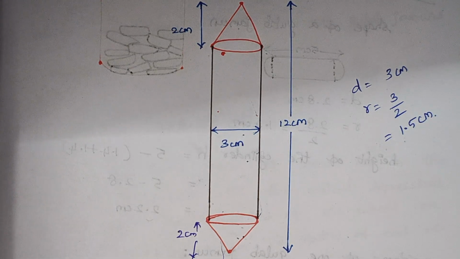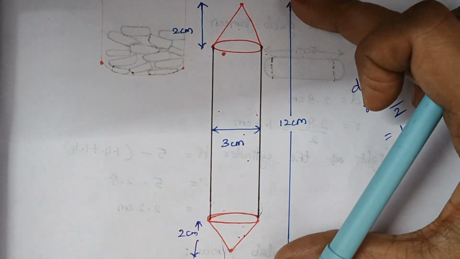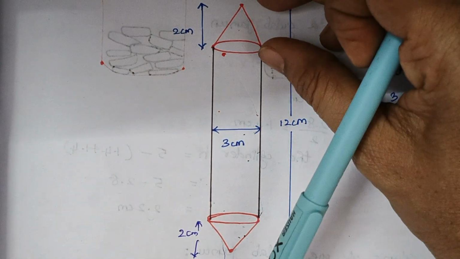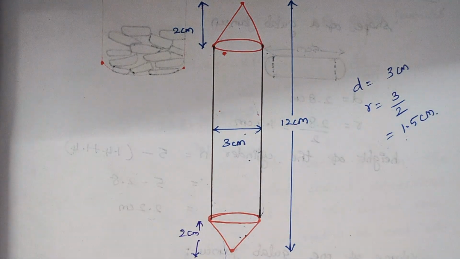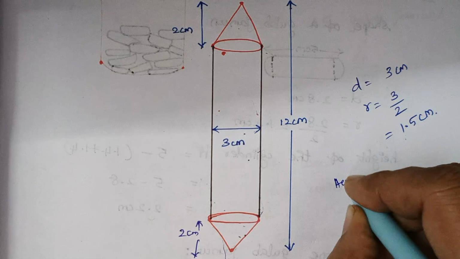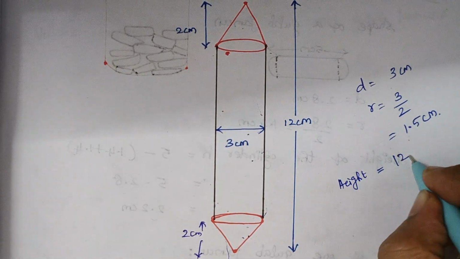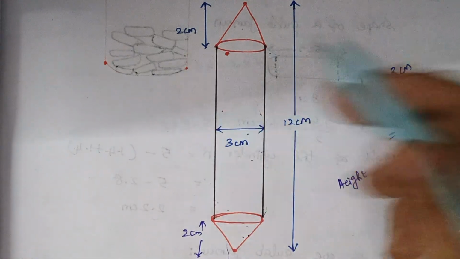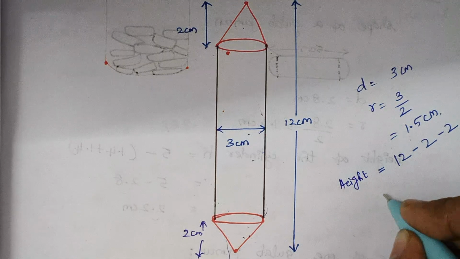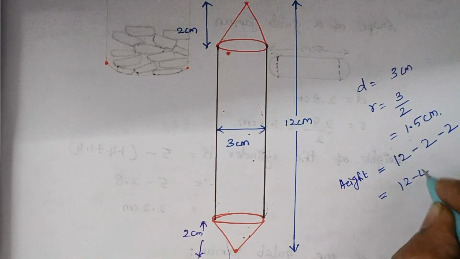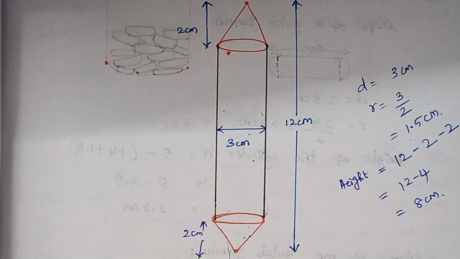Yeah, I believe most of the people will be saying correctly. Here the total length is 12, right? And this height is 2 and this height is 2. So the height of the cylinder is given by 12 minus this 2, and again at the bottom you have to minus this 2. So which is 12 minus 4. So here it is equal to 8 centimeter.